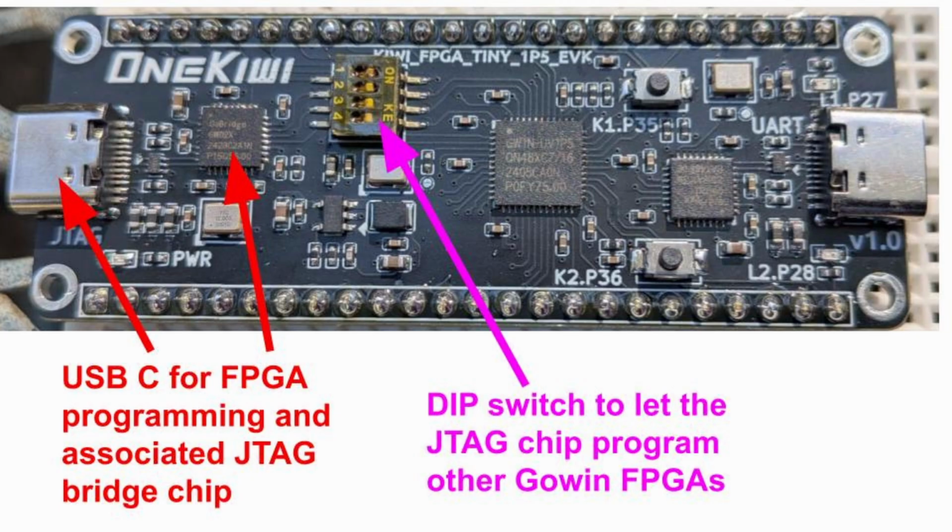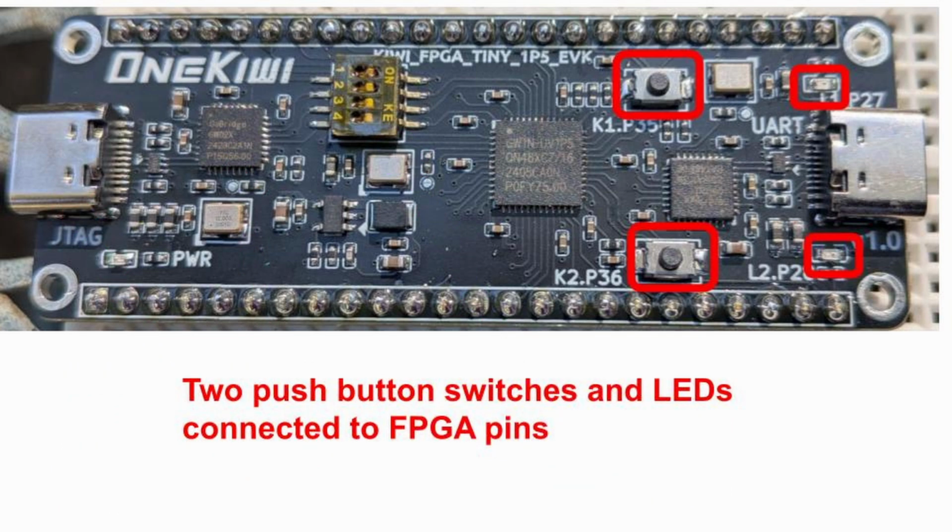There is also a DIP switch that allows this board to program external Gowin FPGAs by means of JTAG pins on the board. I won't test this. And then we see two push buttons and two LEDs. These connect to FPGA pins so your FPGA project can use them.